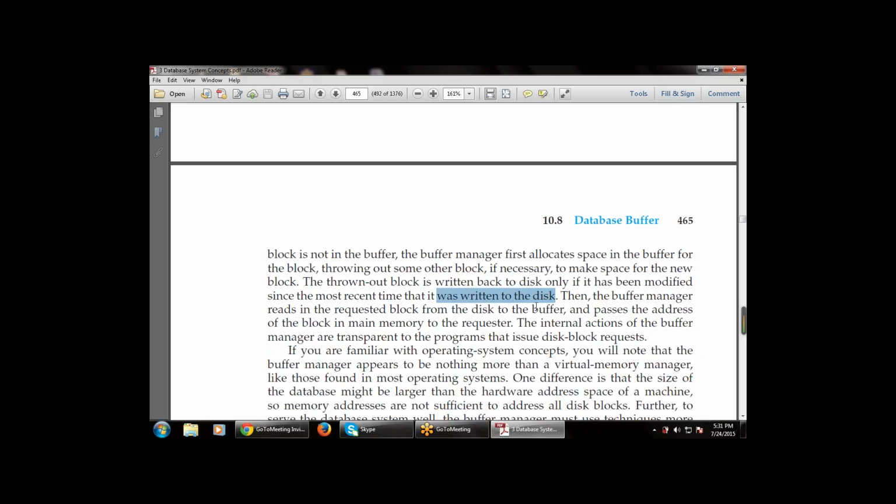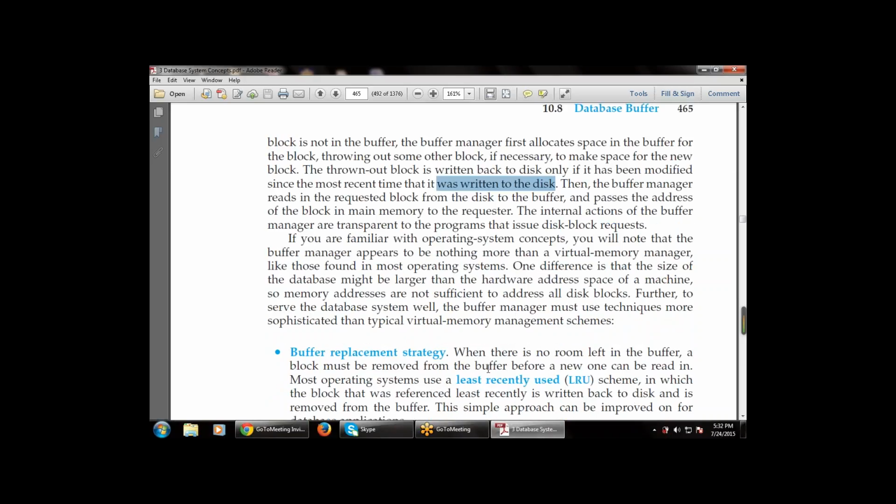So the disk buffer manages the blocks that are requested by or made available to the requester. The internal actions of the buffer manager are transparent to the programs that issue disk block requests.